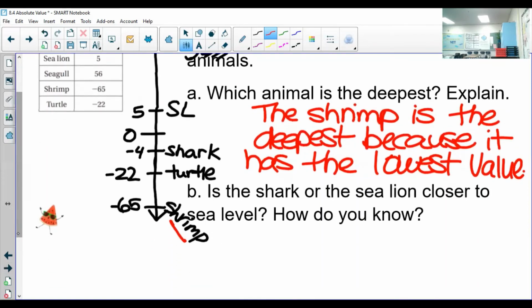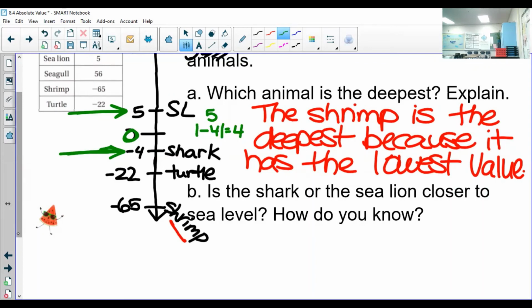Okay? Now, is the shark or the sea lion closer to sea level? Okay, so oops, I dropped my pencil. Okay, right here is a shark, and a sea lion is right here. Okay, where's sea level? The 0. So what's closer? Well, how far away is the sea lion from 0? It's 5 away. And we want to figure out how far away is -4 from 0. In order to do that, we just need to do the absolute value of -4, which is 4 away from 0. So who's closer, 4 or 5? 4, which means the shark is.